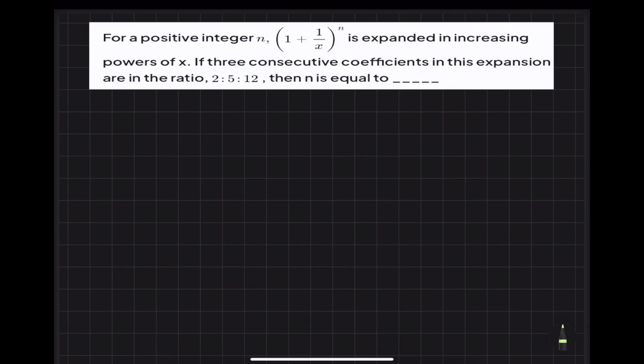So we got this situation. For a positive integer n, this is expanded in the increasing power of x, okay? If three consecutive coefficients in the expansion are in the ratio 2 is to 5 is to 12, very good. So this type of question is very popular, okay?